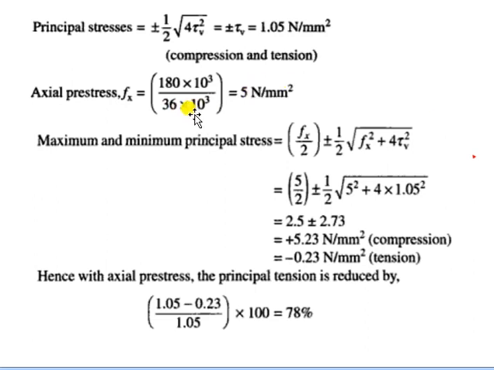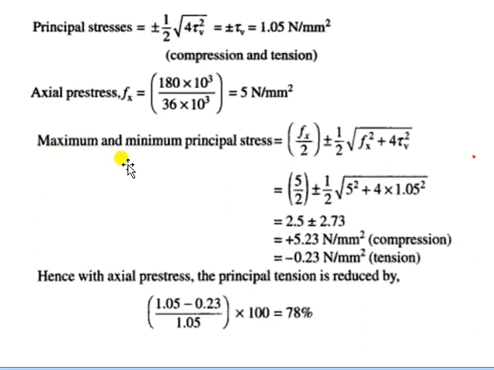So substitute the value of A in the equation. Therefore axial pre-stress f of x is equal to 5 Newton per mm square. So this is the axial pre-stress that is induced in the cable.